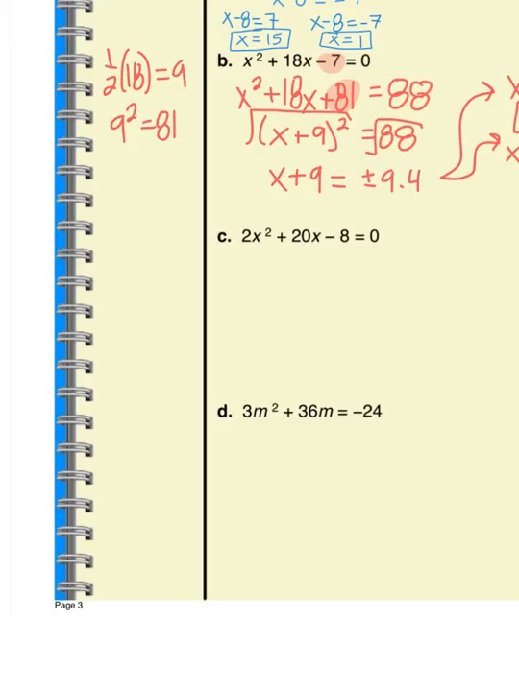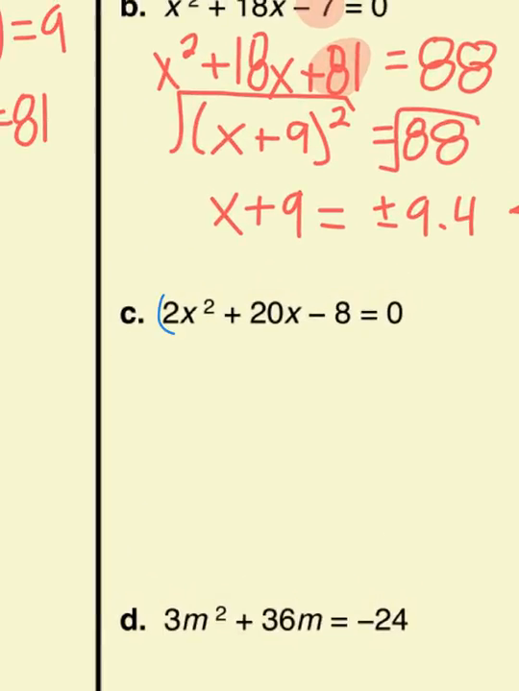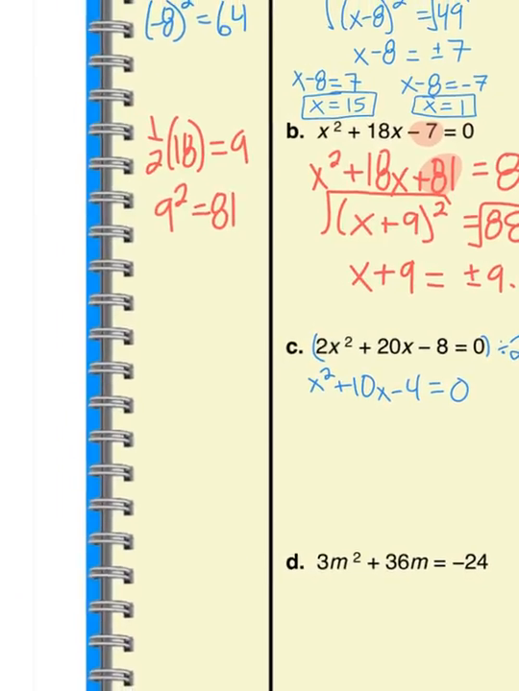Now C is a little bit different because I can't factor it with a perfect square trinomial because there's a leading coefficient. But I do notice that all of the terms are divisible by 2. So I'm going to divide the entire equation by 2. So 2x squared divided by 2 is x squared. 20x divided by 2 is 10x. Negative 8 divided by 2 is negative 4. And 0 divided by 2 is 0. Alright, now I can complete the square.